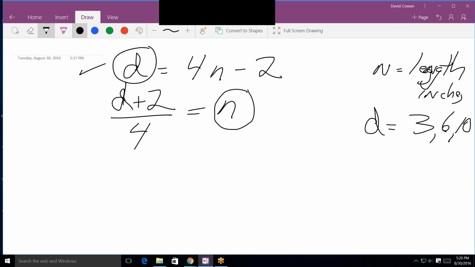3 plus 2 divided by 4 equals n. Okay, so that's the n we get when d equals 3. What n do we get when d equals 6? It's going to be 6 plus 2 over 4, n equals 2. And how about when it's 10? It's going to be 4. It's 12 divided by 4.